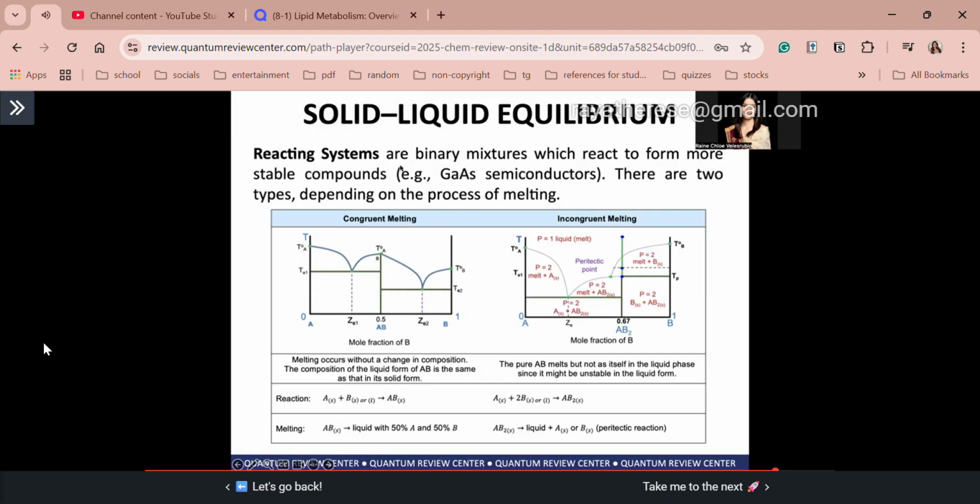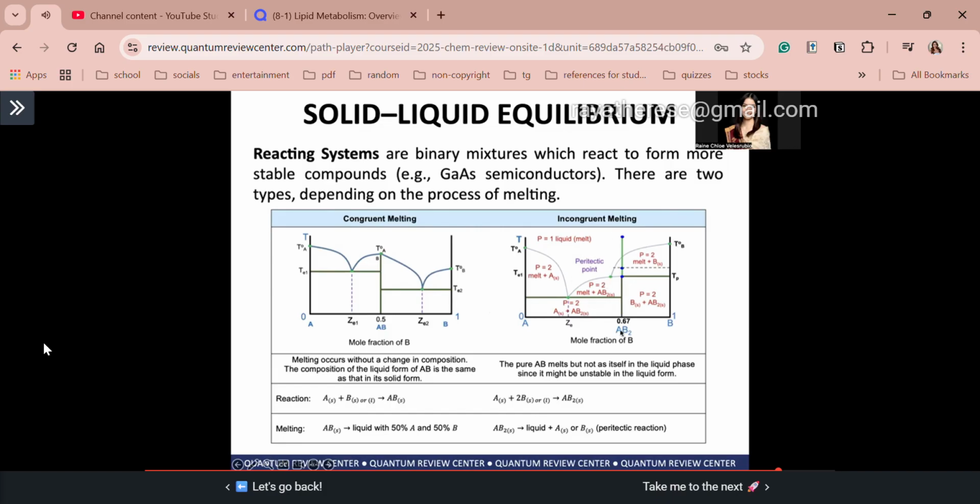Now let's move on to reacting systems. Reacting systems are binary mixtures which react to form more stable compounds. For example, we can see this in the semiconductors of beryllium and arsenic. And there are two types of reacting systems depending on the process of melting. So we have congruent melting, where melting occurs without a change in composition. Meaning, guys, the composition of the liquid form of AB is the same as that in its solid form. And we'll also discuss incongruent melting.